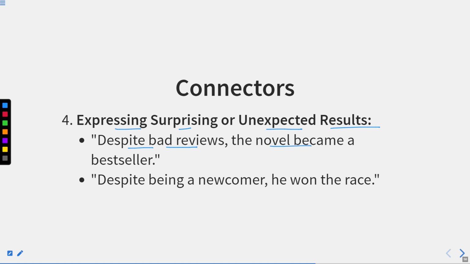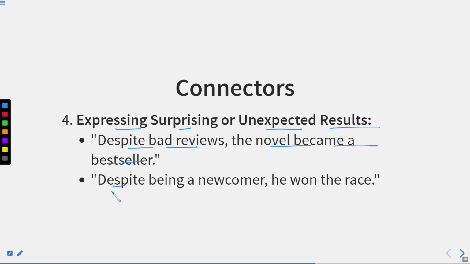Despite bad reviews, the novel became a bestseller. It means the reviews were not good. Still, the novel became a bestseller. It means there were many copies of the novel which were sold out. Despite being a newcomer, he won the race. It means though he was a newcomer, he won the race.